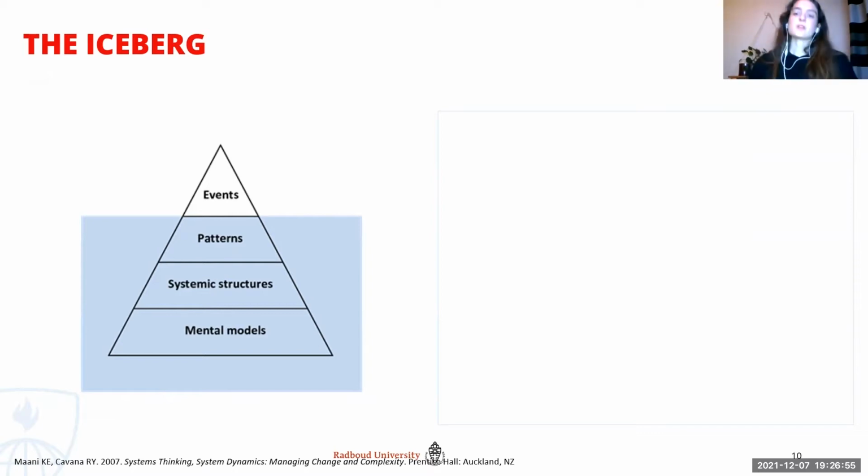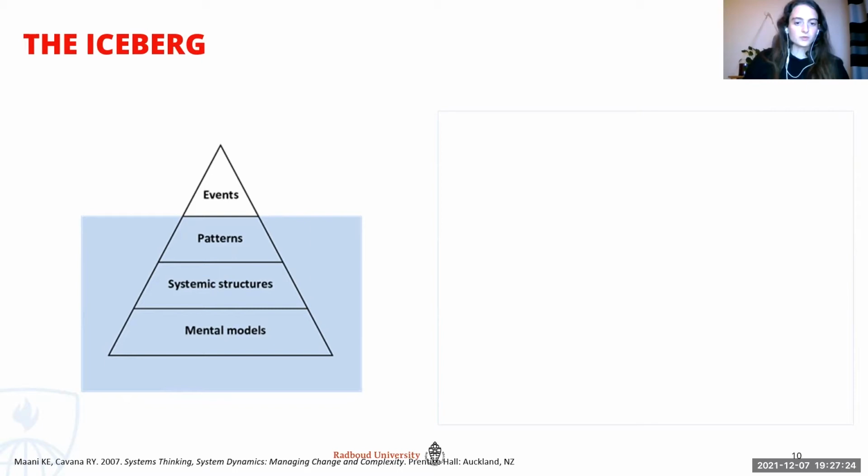The idea of the Iceberg is that you have events that you see, but below that you have multiple deeper layers that affect what events you see. So when you want to transition, it is not enough to just address the events, but you need to address all the layers of the iceberg for a true transformation.